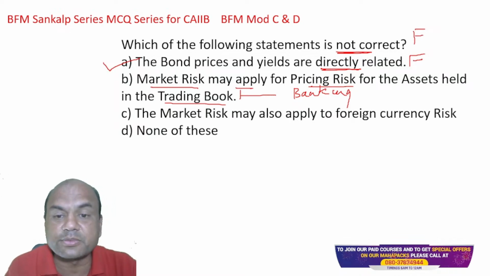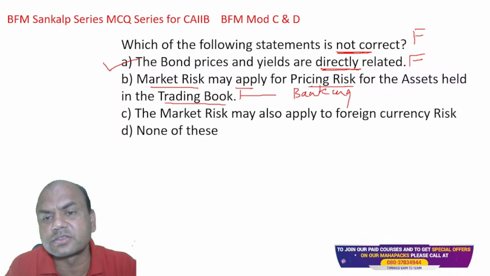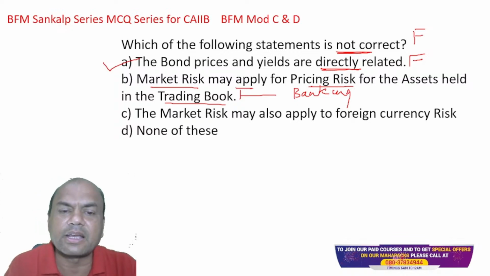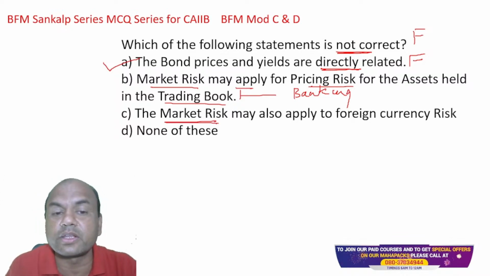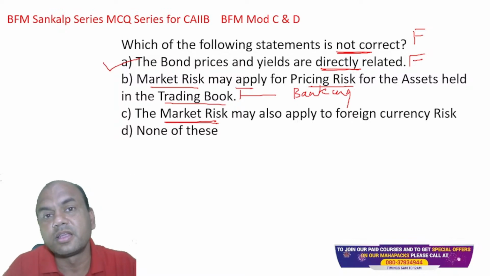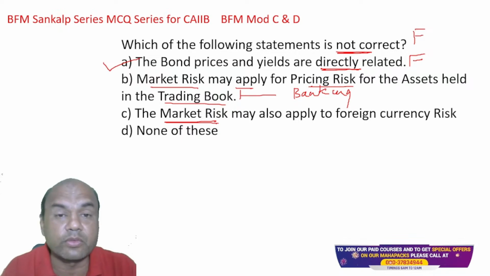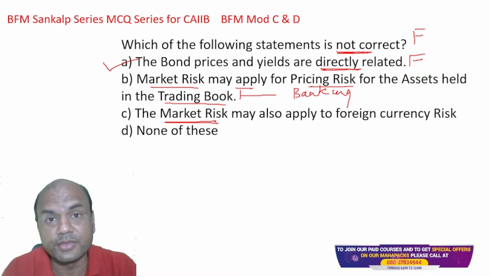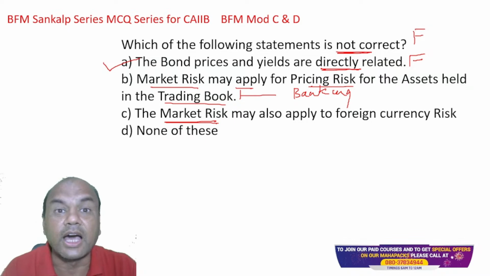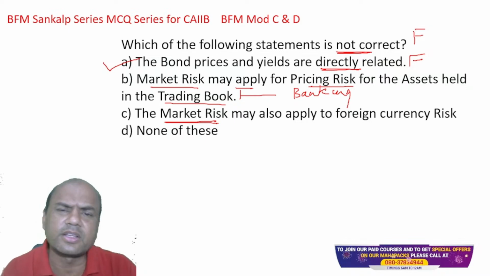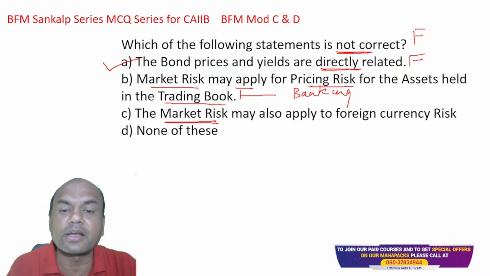The market risk may also apply in foreign currency risk. So obviously, market risk means what? That risk which is not in your hands. Like the Russia-Ukraine war, COVID, is it in your hands? Nothing. RBI changing the repo rates, it's not in your hands. So that's why market risk may also apply to foreign currency risk. So that is also true. So the answer is only A.